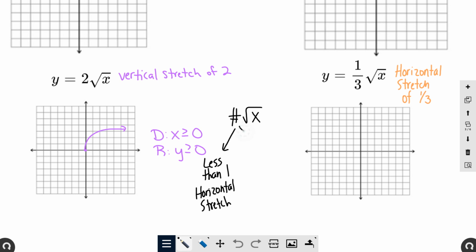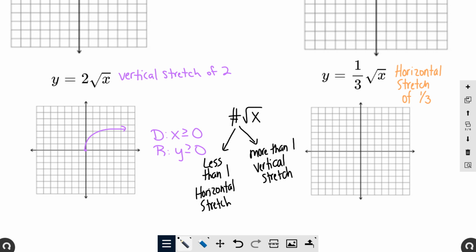But if this number is more than 1, then it is a vertical stretch. Because that makes it go up higher. It's like a slope of 2. So we go up 2 over 1, up 2 over 1. So it makes it more steep. So if you kind of think about it as slope, you can get the right idea.